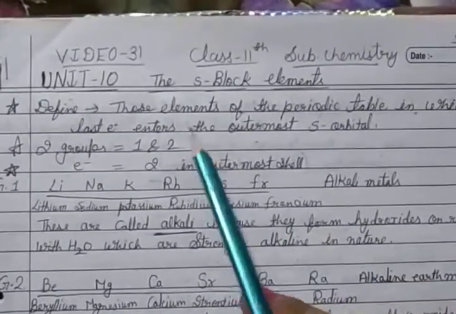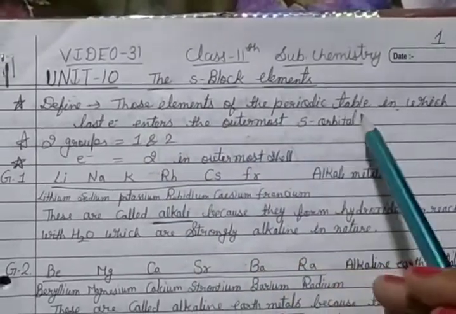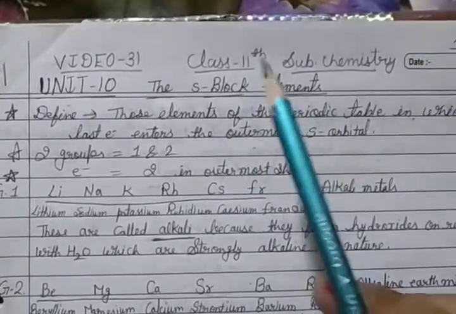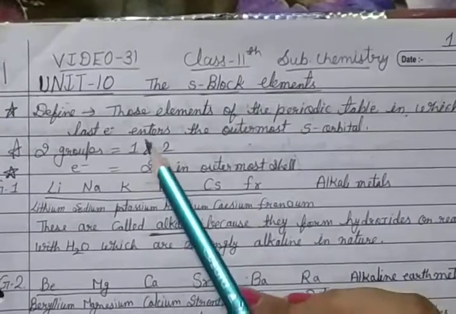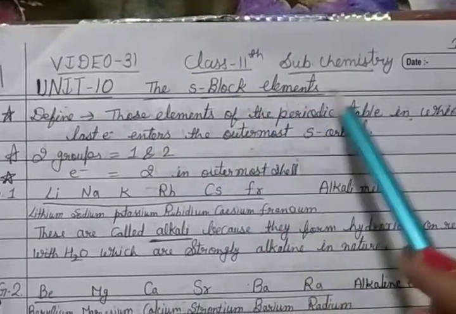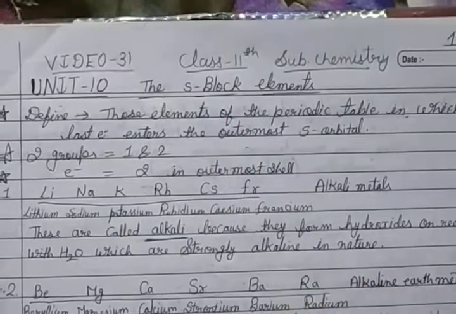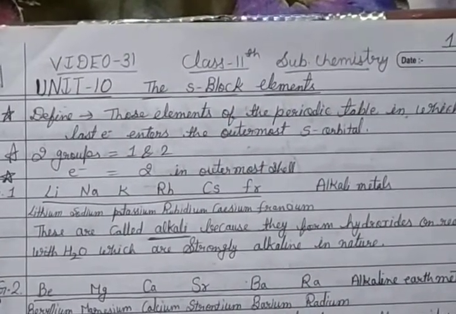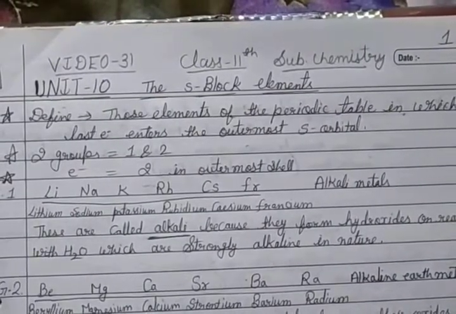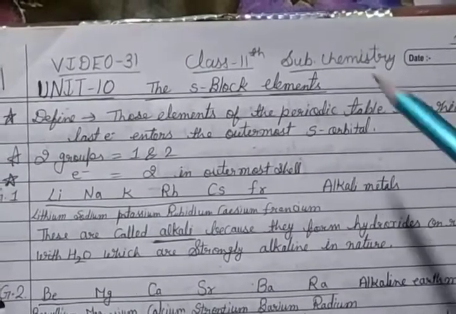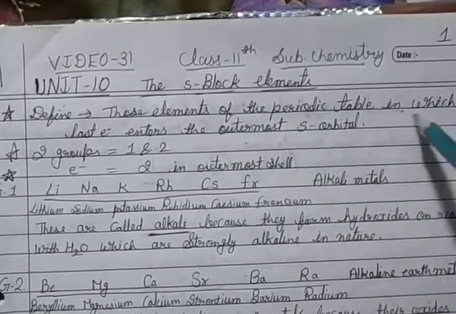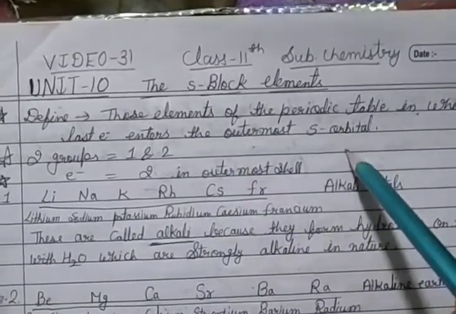See, define: those elements of the periodic table in which the last electron enters the outermost s orbital are known as S block elements. And P block elements are those where the last electron enters the P orbital. When the last electron enters the D and F shell, those are D and F block elements. Here we have to study S block elements, those elements of the periodic table in which the last electron enters the outermost s orbital.